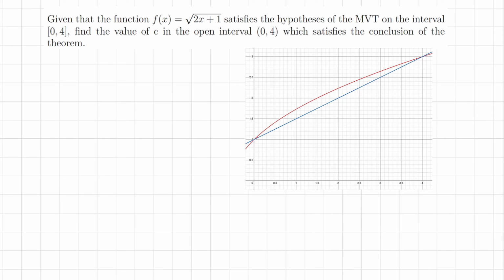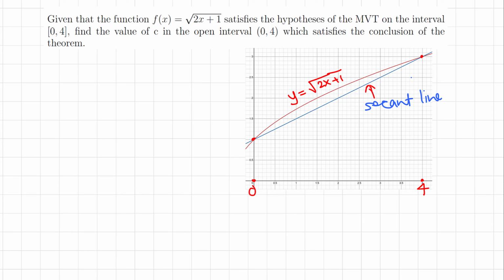But anyways, the red is the curve y equals, or f(x) equals, the square root of 2x plus 1. And we are interested in the interval [0, 4]. So 0 will be there, and 4 will be there. And if we join a line, that's called a secant line. That's the secant line. Then we can find the slope of the secant line. That's just the rise over run.